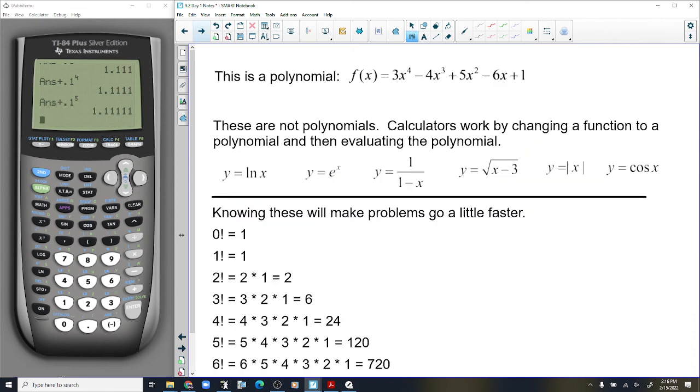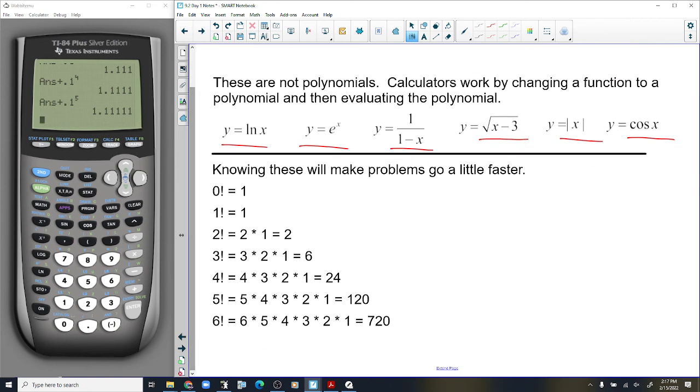This is a polynomial. We typically see it with the highest power first, all the way down to the lowest power, but when we build these polynomials, we tend to do that in the opposite direction, just how it's built. These are not polynomials. Calculators work by changing a function to a polynomial and then evaluating that polynomial. So we're going to find polynomials for all of these functions eventually. We've done several of them already. Knowing these factorials makes your life a little bit easier in here. I have them memorized through 6 factorial. I don't have it memorized after that. Seems like after that we throw calculators at you and let you go to town on it.